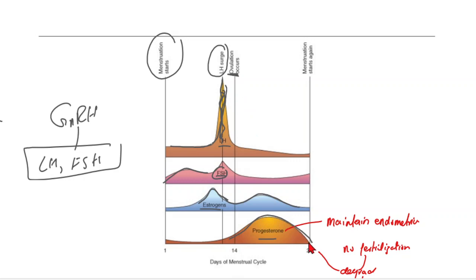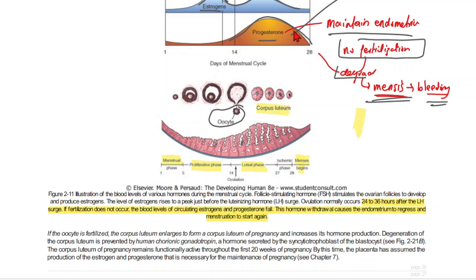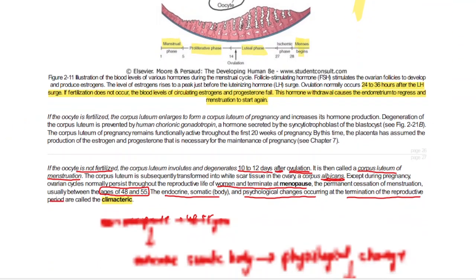The progesterone level increases because the function of progesterone is to maintain the endometrium. If there is no fertilization, the endometrium degrades. Okay, progesterone level decreases and menses and bleeding occur from the womb of the female.